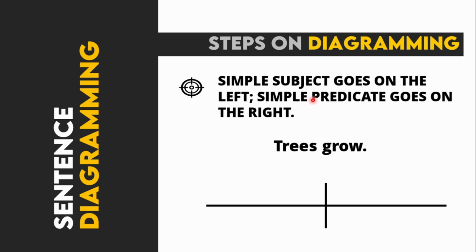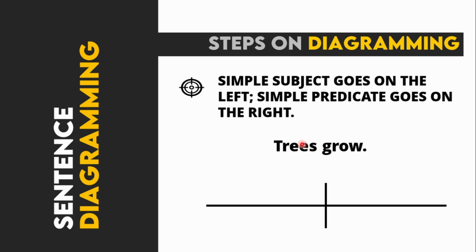Okay, so this is just a simple subject and of course a simple predicate because you only have one word for each part of the sentence. Now, what you have to do is to put these words on the horizontal line. But how? Where do I put them? Should I put them here? Should I put them there?